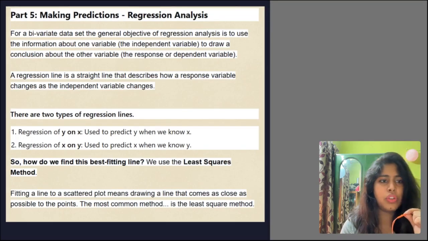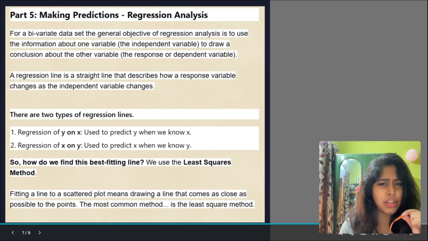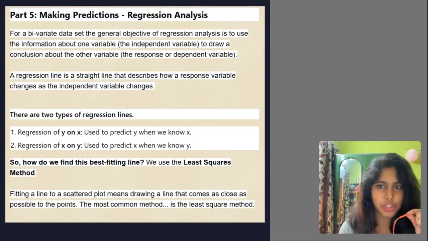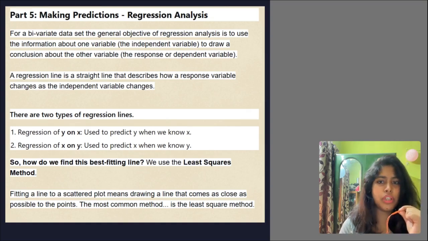Yes. Now coming to the next part, part 5. From description to prediction, regression analysis. All right, let's say we have found a strong linear relationship. This is where we move from just describing the relationship to actually using it. This is the goal of regression analysis. In simple terms, regression uses what we know about one variable x to predict the value of the other variable y. The tool we use is a regression line, a straight line actually, that best describes how y changes as x changes.